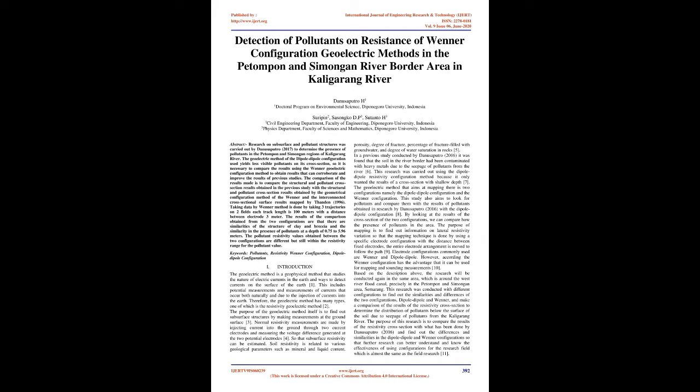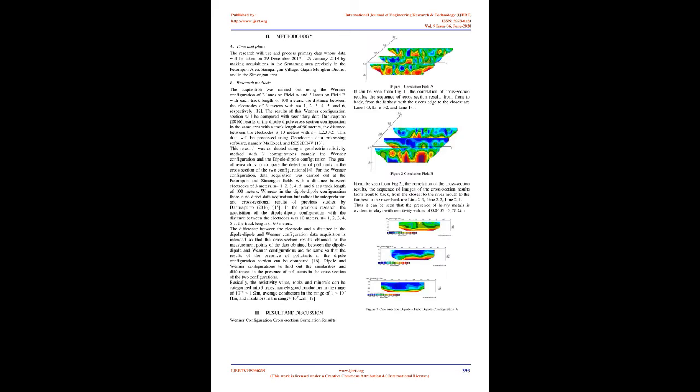Soil resistivity is related to various geological parameters such as mineral and liquid content, porosity, degree of fracture, percentage of fracture filled with groundwater, and degree of water saturation in rocks. In a previous study conducted by Danusaputro, 2016, it was found that the soil in the river border had been contaminated with heavy metals due to the seepage of pollutants from the river. This research was carried out using the dipole-dipole resistivity configuration method because it only wanted the results of a cross-section with shallow depth.